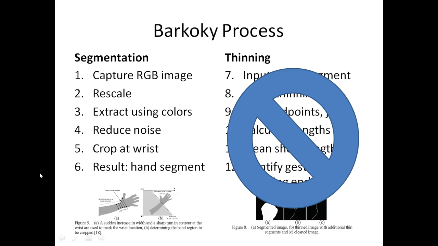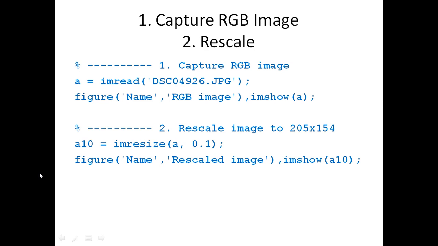So steps 1, 2, 3, 4, 5, and 6, I used for my work. 1, capture the image. 2, rescale it. 3, extract the hand segment using colors of flesh tones. 4, reduce the noise. Get rid of all the unnecessary spots and specks in the picture. 5, crop it at the wrist as shown in the graphic at the lower left. And then you have the resulting hand segment in step 6.